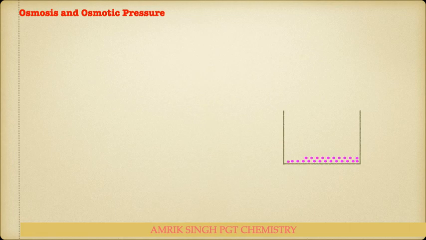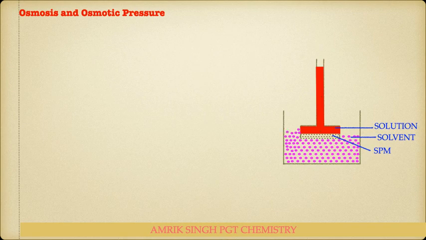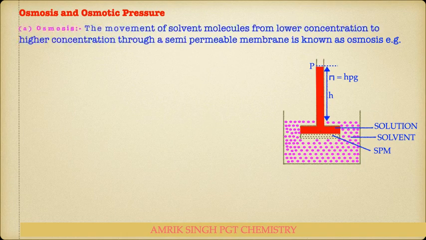I have a beaker and I am introducing a solvent, maybe water, in this beaker. You are seeing the water is filling, and the semi-permeable membrane and solvent are shown, and this instrument in red color has a solution, a higher concentrated solution. When this higher concentrated solution comes in contact with the solvent, there is a flow of solvent into the solution, and this flow of solvent toward the solution is known as osmosis.